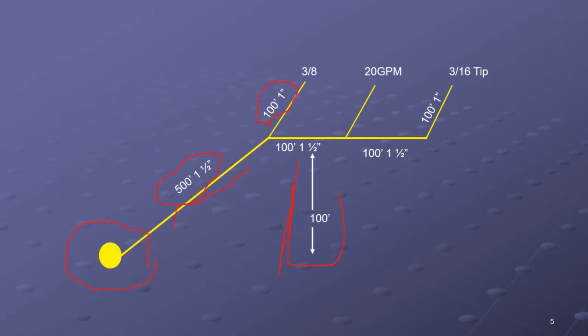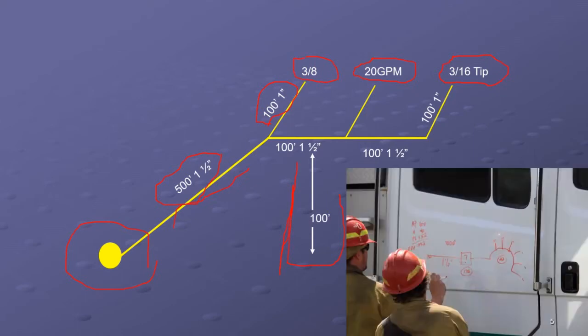I have nozzles out at the end. They are noted as a 3/16 tip. Okay, so that's a tip. They are noted as 20 gallons a minute. That means it's a barrel nozzle. Volume given means barrel nozzle. And this one just says 3/8, which means 3/8 tip. I write these things on the side of the truck.